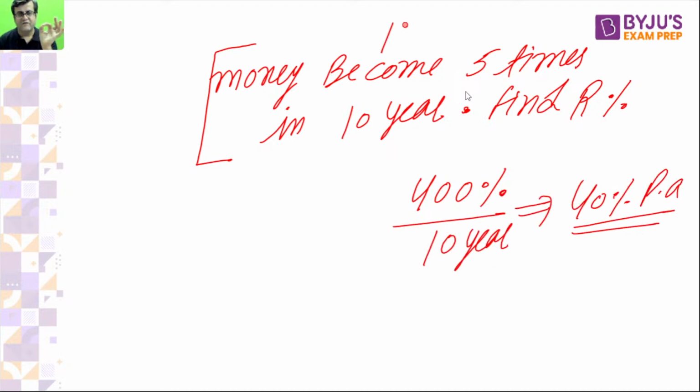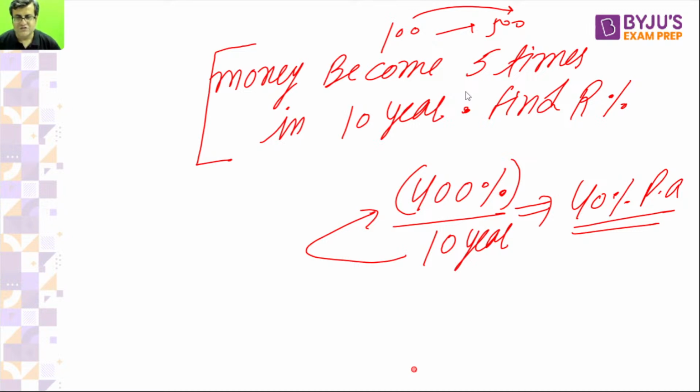Money becomes 5 times means 100 becomes 500. So the gap between these two, 400, is the interest. This is the rate of interest, but for 10 years. So 1 year will be 40%. Just take the screenshot of this one as well.